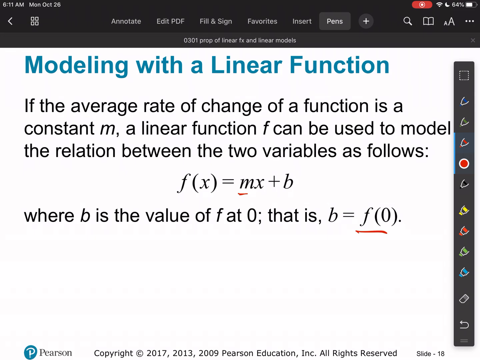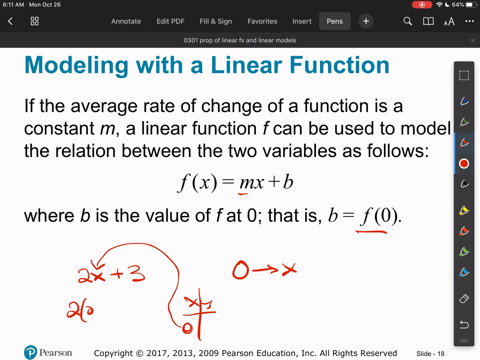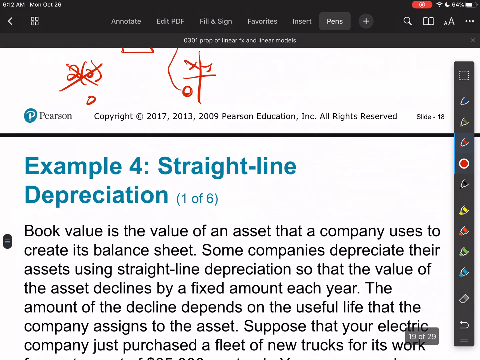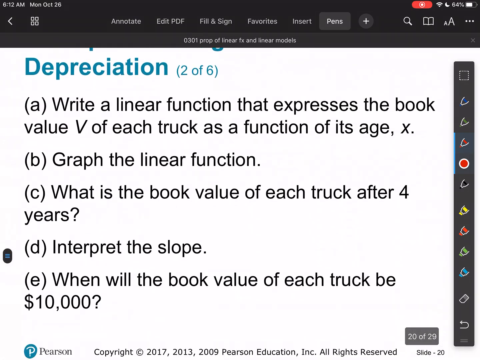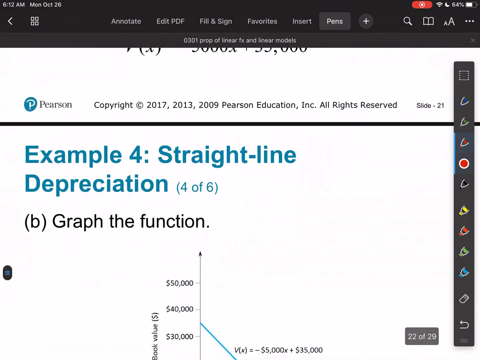That just means when I plug a 0 in for x. Let's go back to a previous example. If I have something like 2x plus 3, and I make an xy table, and I plug a 0 in for x, plug it in here. 2 times 0, whatever that is there, will always go away. It'll just become 0, and I'm left with this. So it's saying that b is the value when x is 0. That's all it's saying.